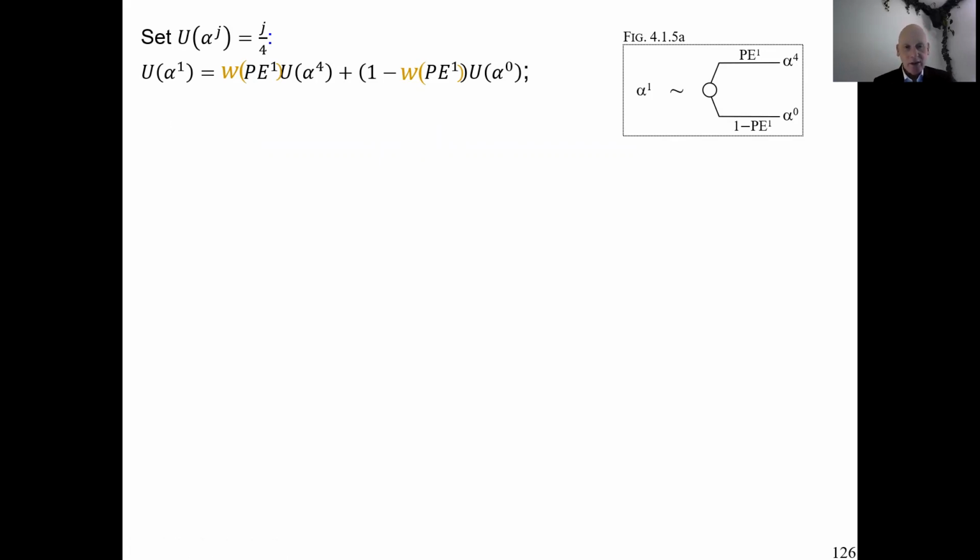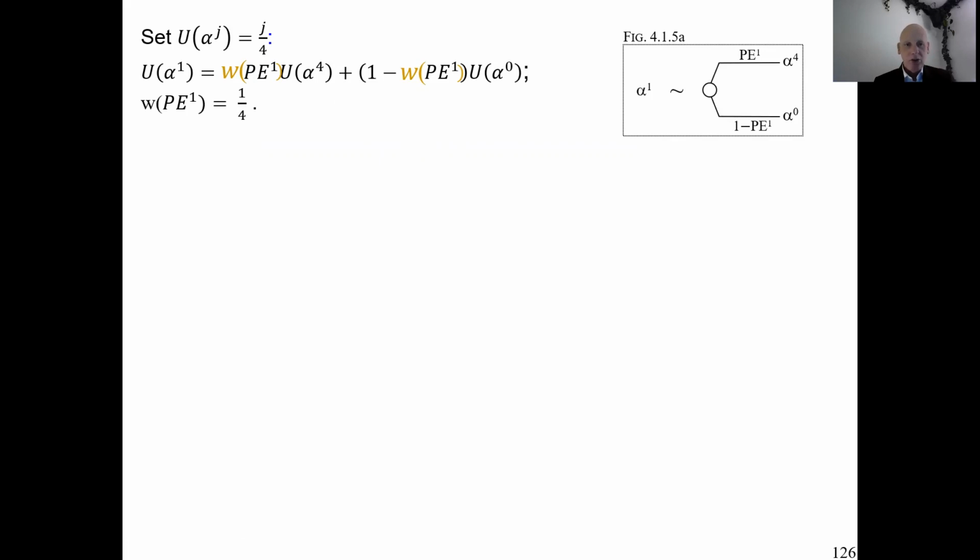Well, we know already many things that we see here. We know utility alpha 1 is 1 over 4, utility alpha 4 is 1, utility alpha 0 is 0, so the right-hand side is simply W of PE1. So we conclude from this, W of PE1 is 1 over 4. That PE1 we have to find.